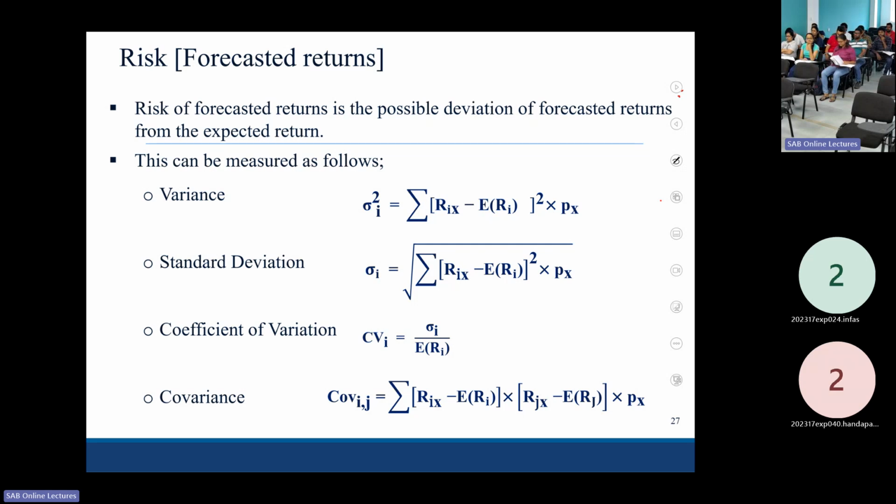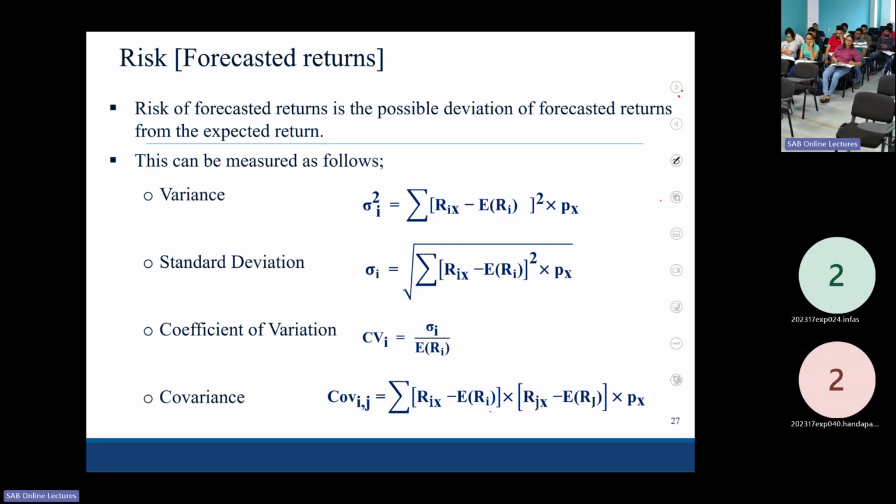So the covariance between two stocks' returns is equal to the forecasted return of stock I under the state of economy x, its deviation from the expected return of stock I, multiplied by, under the same state of economy, the forecasted return of stock y, its deviation from its expected return, multiplied by the probability of that state of economy happening.